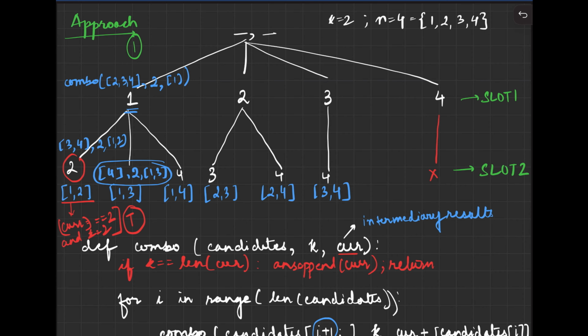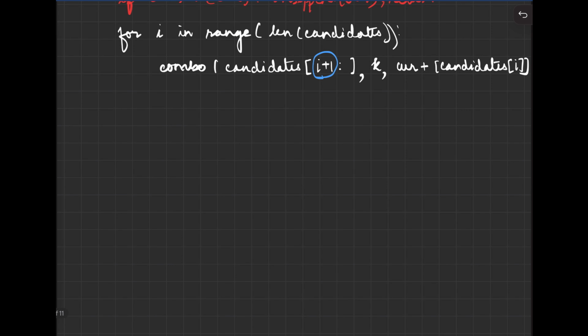This was approach 1. We'll look at another approach now, approach 2. This is another pattern which is used in these recursion and backtracking problems a lot. Let's start with our example n equals 4 and k equals 2. We again have 2 slots, and the candidates that we have are 1, 2, 3, 4.